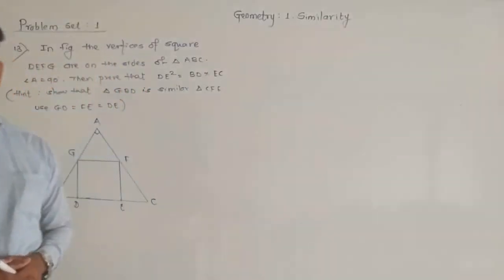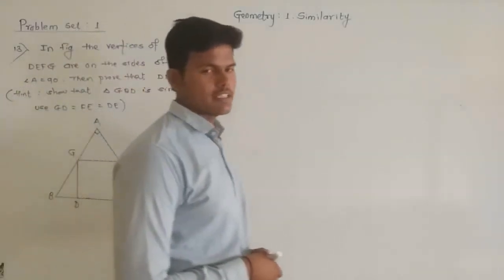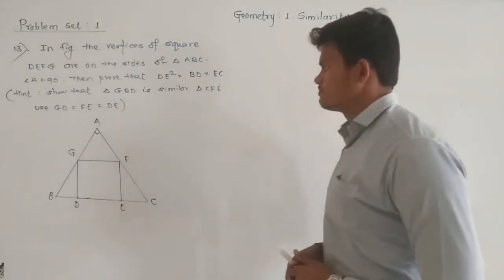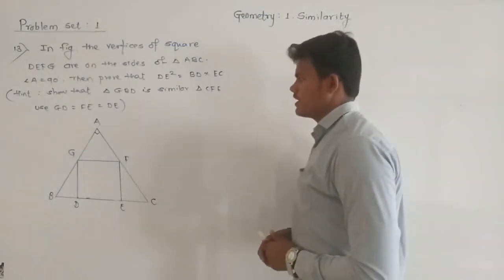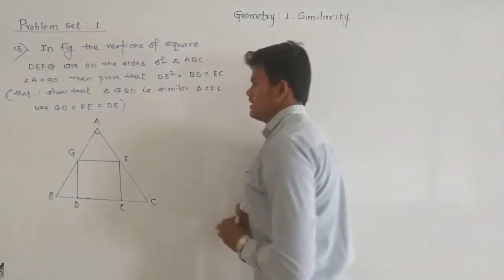We are directly starting the last question of the problem set, that is 13, because question number 12 is an activity based question which is simple. So question number 13 is, in the figure the vertices of square DEFG are on the sides of a triangle ABC.